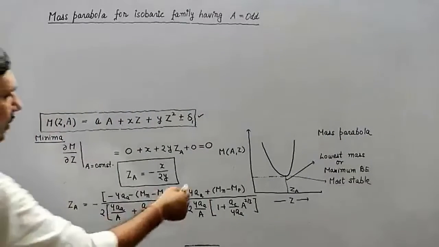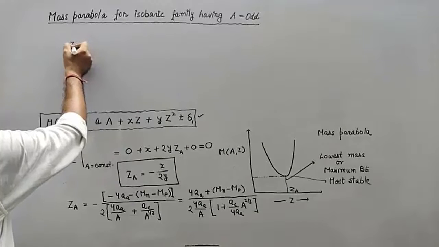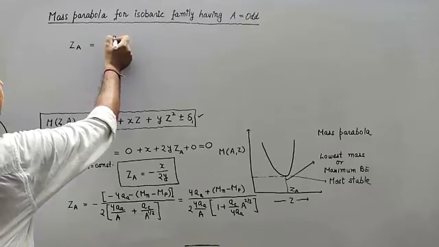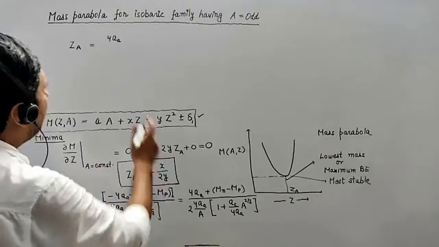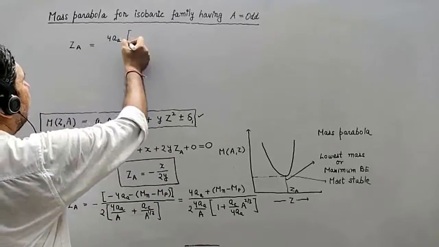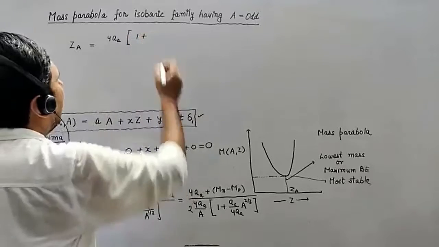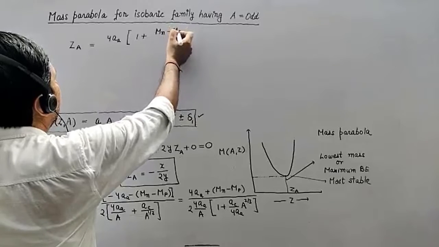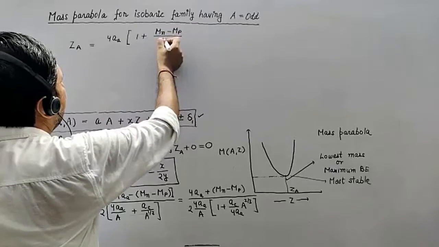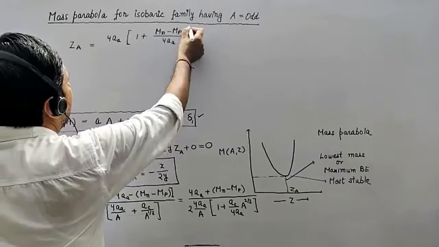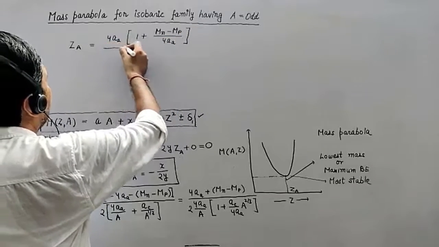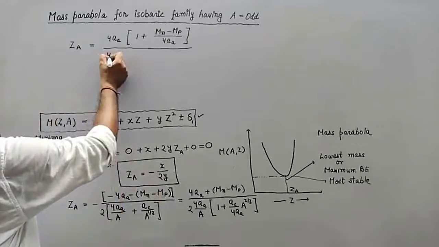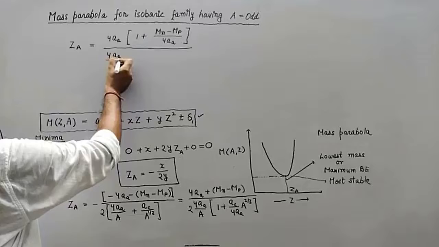So this will be ZA. I will further take 4AA common in the denominator. So this will become 1 plus (Mn minus Mp) upon 4AA, divided by 4AA upon AA.